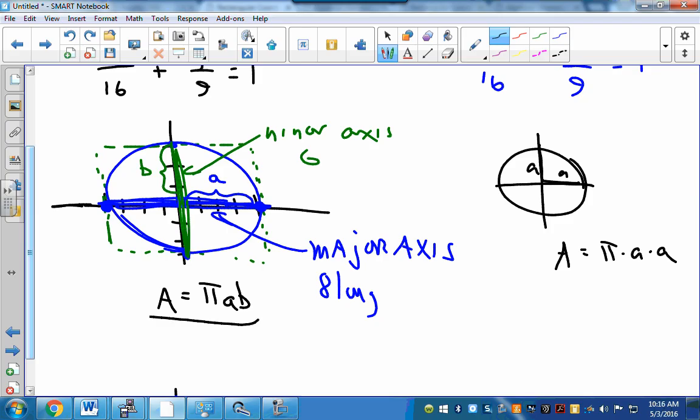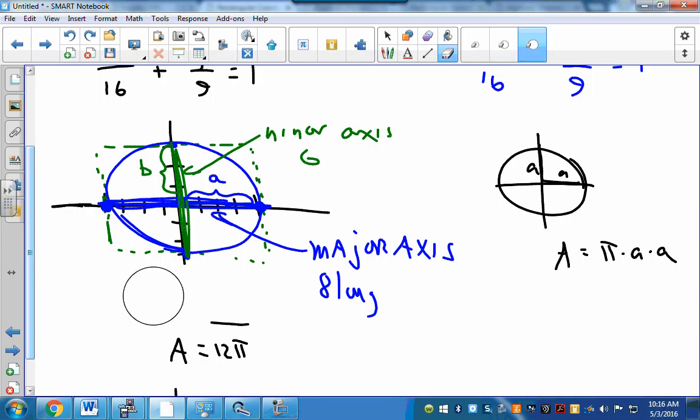By the way, we can't prove this until next year in calculus. We can prove that, but right now, if this is 4 and this is 3, the area of this ellipse happens to be 12 square units. Okay, so that's a little piece of information you can use.